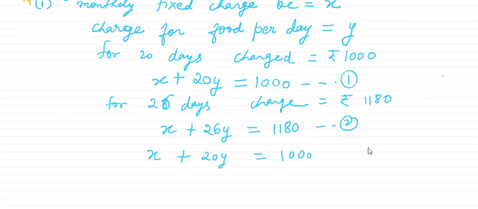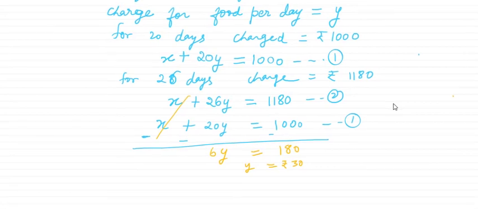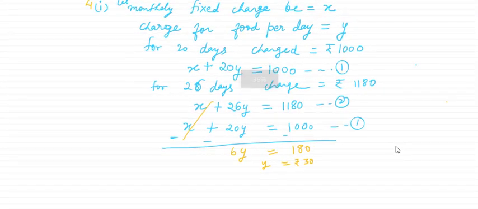So you will see the coefficients of x are the same, so you can use the elimination method. You can subtract the equations, so you will get the values of x and y. So here you will get 6y equals 180, so y will come to 30 rupees. And then you can find the value of x just by substituting these values in any of the equations.